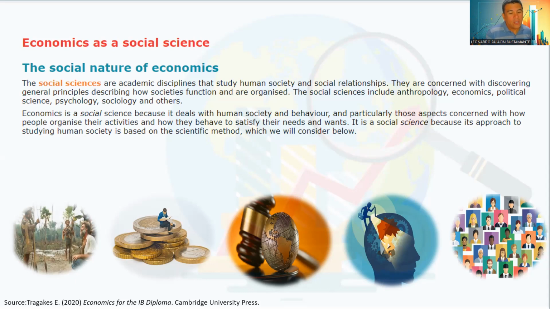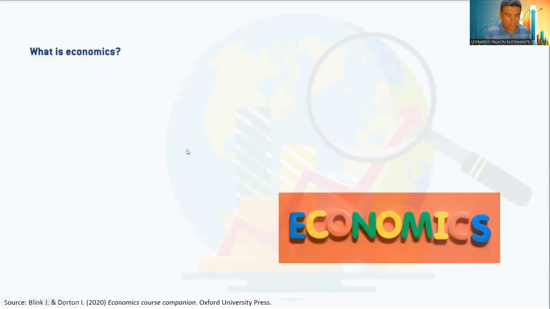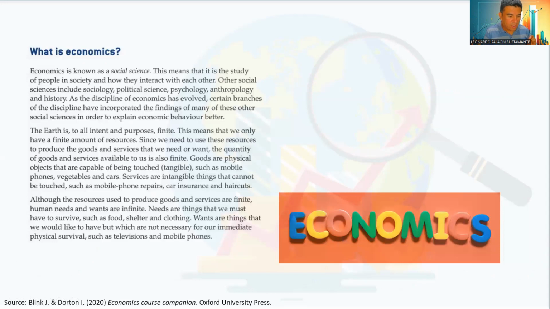So, economics, all in all, is a social science, and the approach is to study human society using a scientific method. We are going to focus on that in future units. Here we have a definition of economics by the Oxford University Press coursebook, entitled Economics Course Companion.